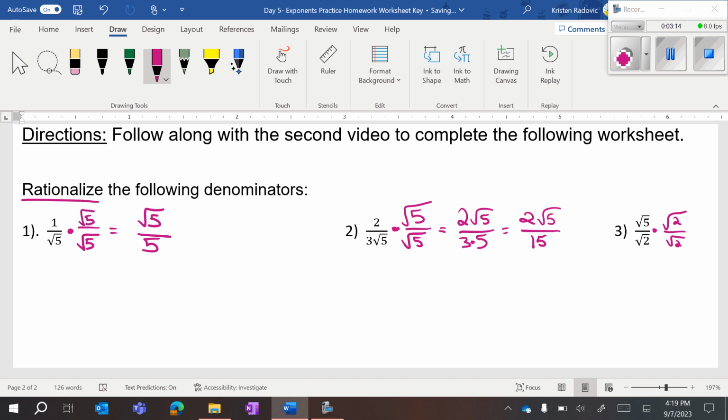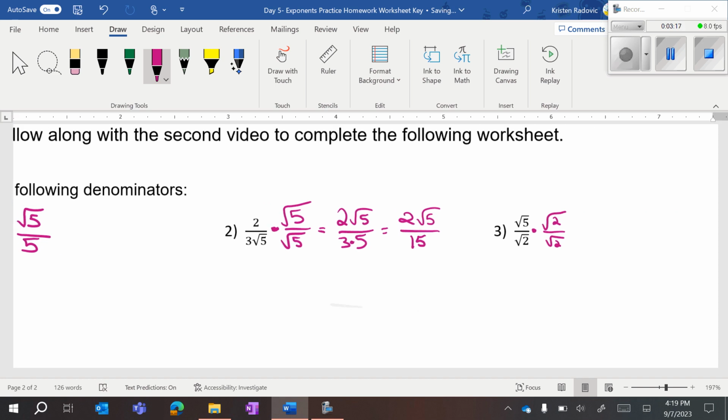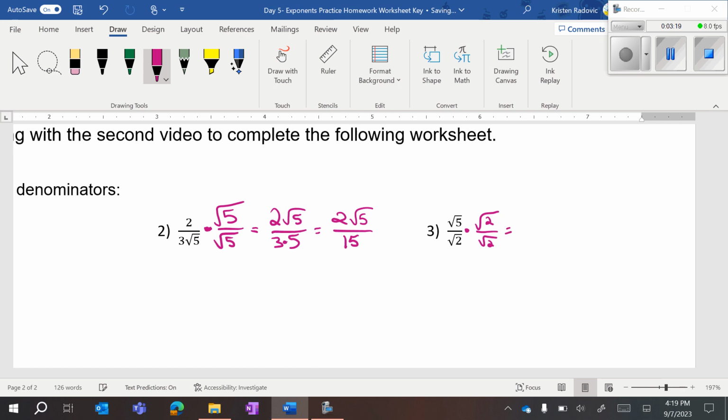When I do this, I have the square root of 5 times the square root of 2. Because they're both the square root, you are allowed to put them underneath the same radical. And I get 5 times 2 underneath the radical. And on the bottom, the square root of 2 times the square root of 2 is just 2. Up top, I end up with the square root of 10. On the bottom, I have 2. And it is fully rationalized.